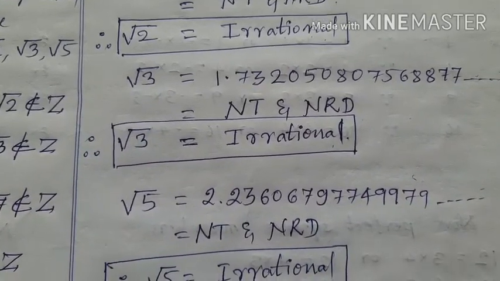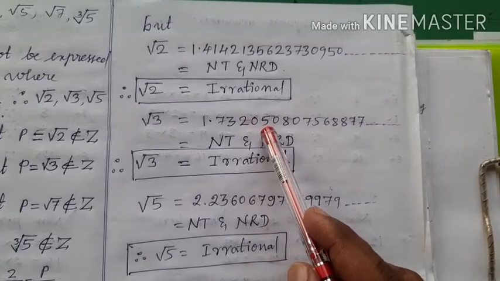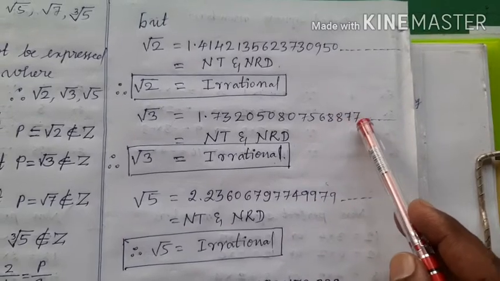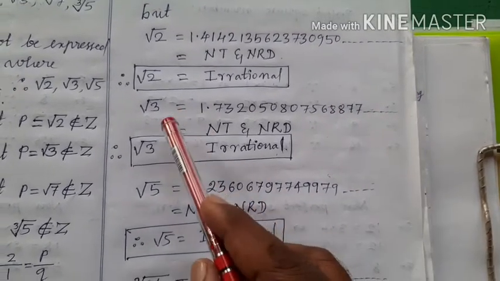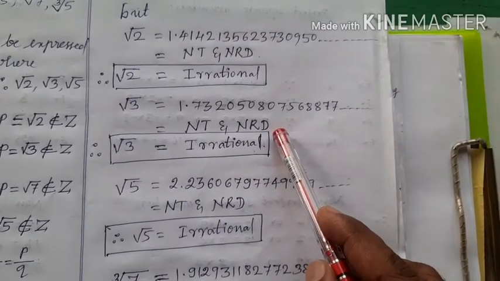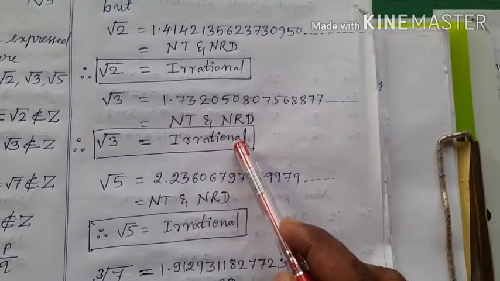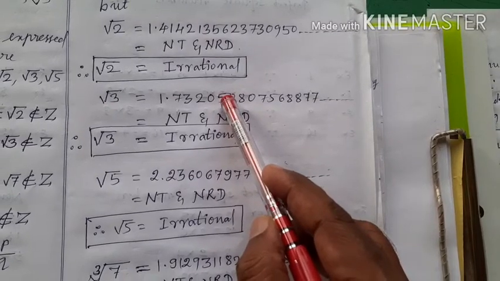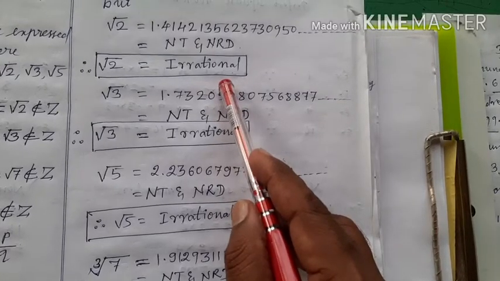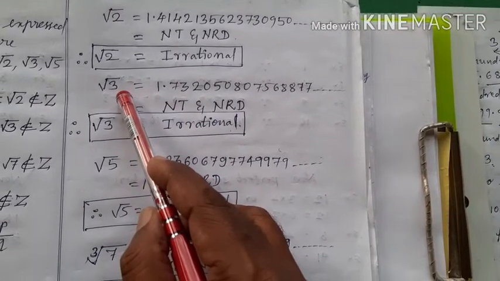And similarly, square root of 3 is 1.7320508075688877... Therefore, the square root of 3 is also a non-terminating and non-recurring decimal. But a non-terminating and non-recurring decimal is called an irrational number, meaning these decimals cannot be written in the form of p by q. Since the value of this is not written in the form of p by q, it is irrational. Therefore, root 3 is also irrational.